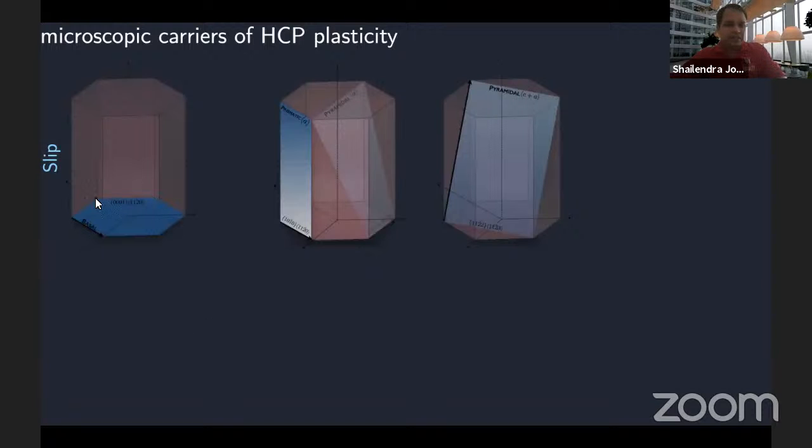You have basal slip that is shown on the left. Then you have prismatic slip, which is shown as a vertical plane, the flat face. Then you have a pyramidal A slip that is shown as an inclined plane, the same picture in the middle. And then you have a pyramidal C plus A slip. In total they constitute 18 slip modes, 18 slip systems. But because of the low symmetry of these materials, some of these mechanisms are mutually exclusive.